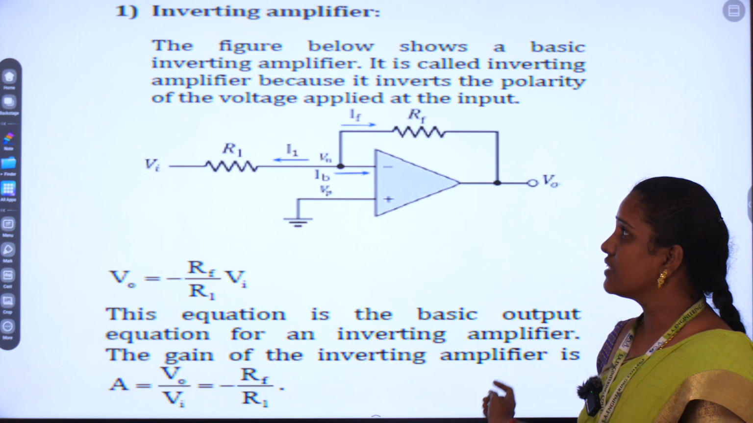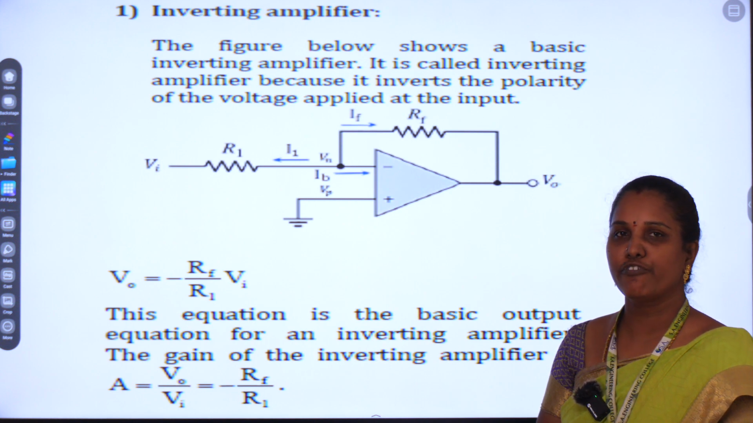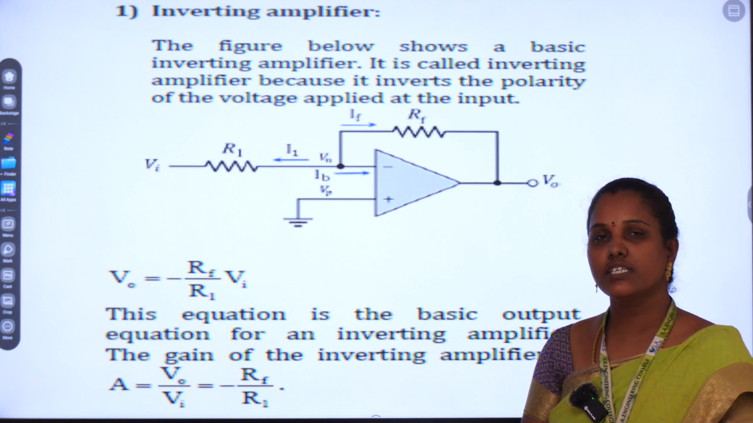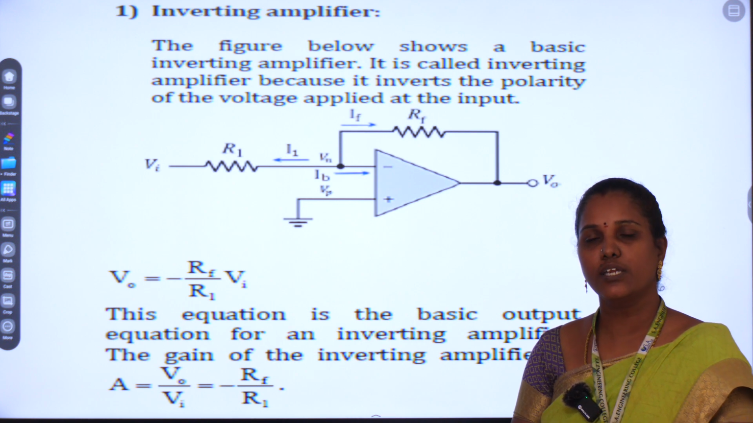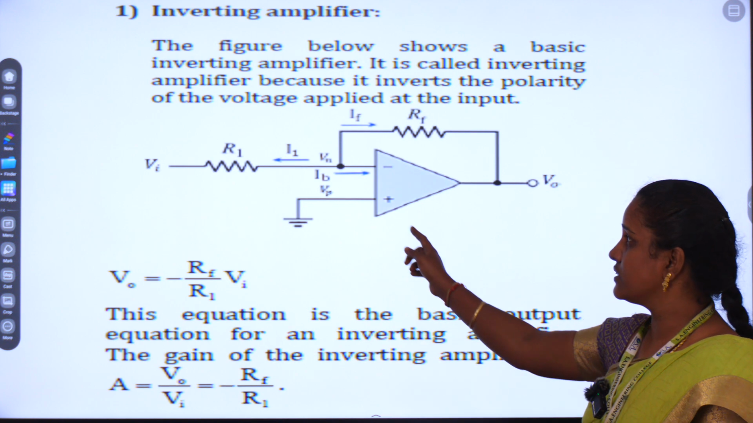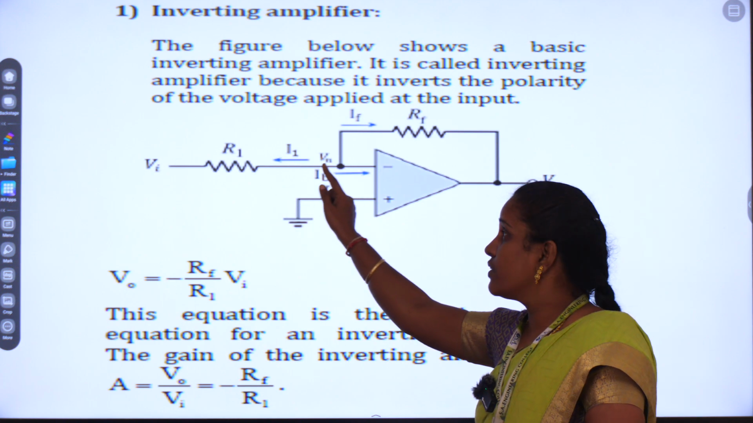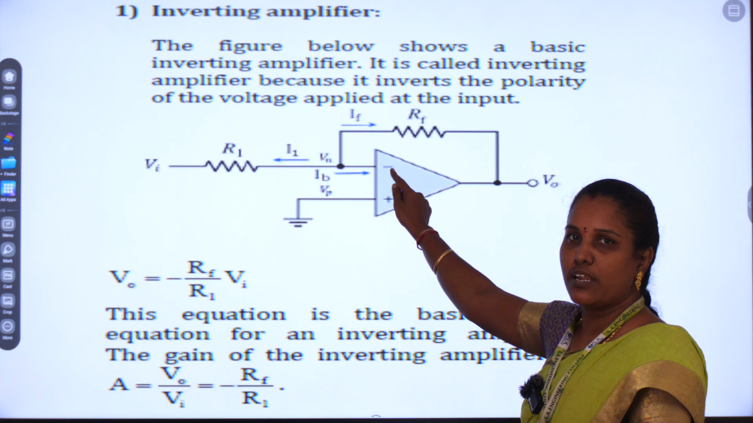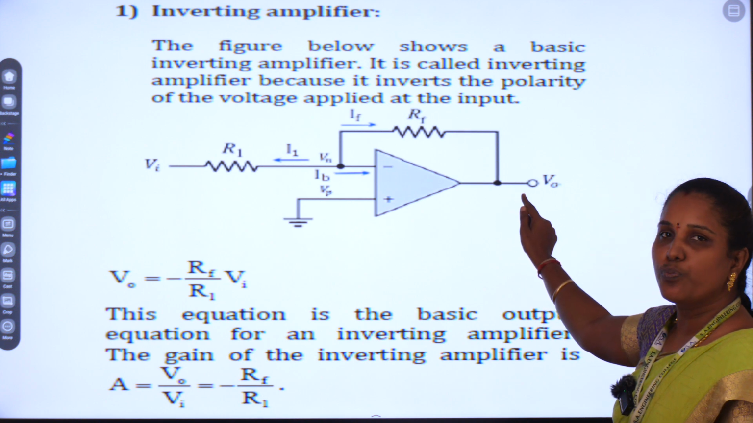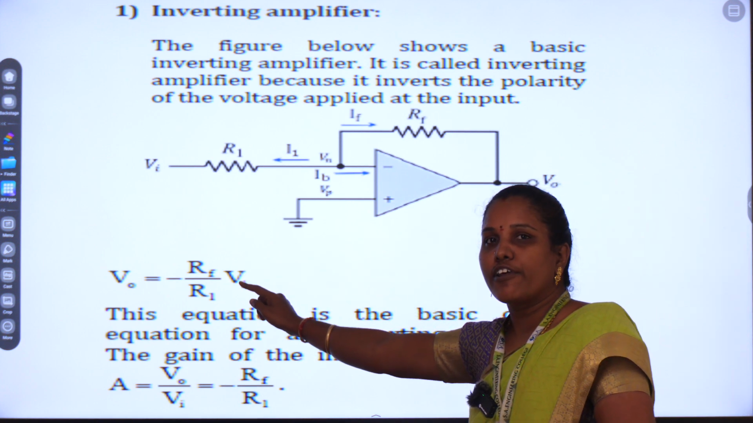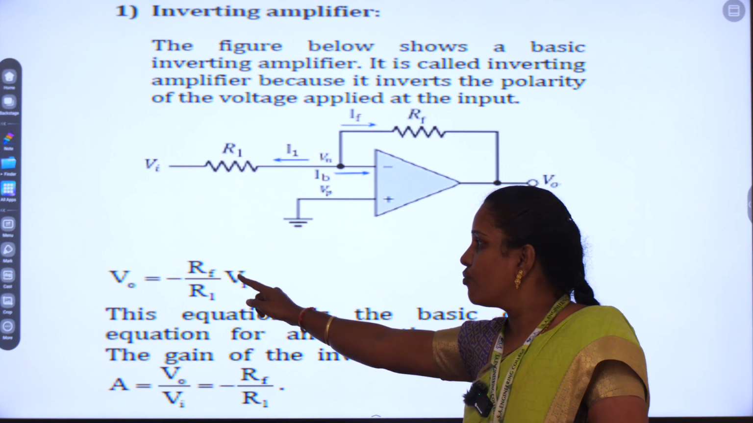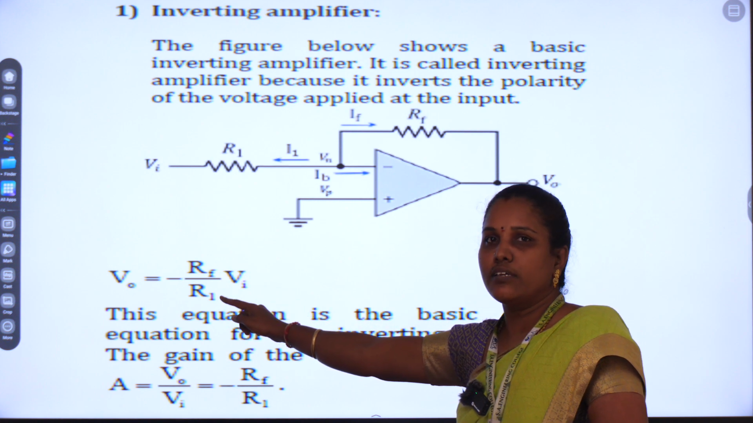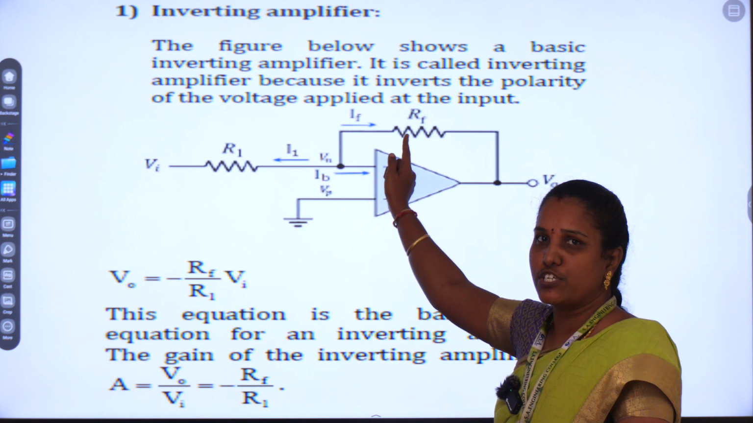Now we will start the first application, the inverting amplifier. The input is given to the inverting input terminal of the operational amplifier like this. So you can get the output as minus RF by RI times VI. Why do you get minus RF by RI? Because you can use the current equations.